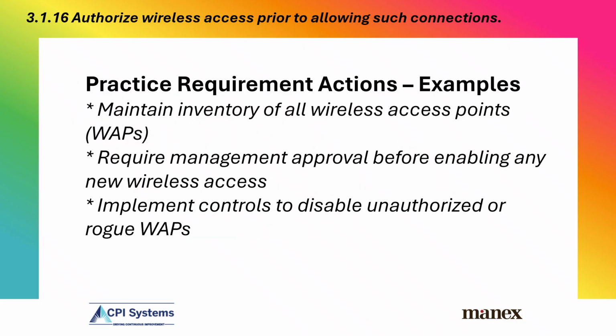Let's look at things you need to do in your organization for compliance. Maintain an inventory of all wireless access points. Remember to keep an up-to-date list of access points. Require management approval before enabling any wireless access. This means written approval before any wireless is enabled. Implement controls to disable unauthorized or rogue wireless access points so that you can quickly disable or remove any unauthorized device. Wireless networks use authentication protocols that provide credential protection and mutual authentication. To establish usage restrictions, wireless access points need to be identified and authorized.